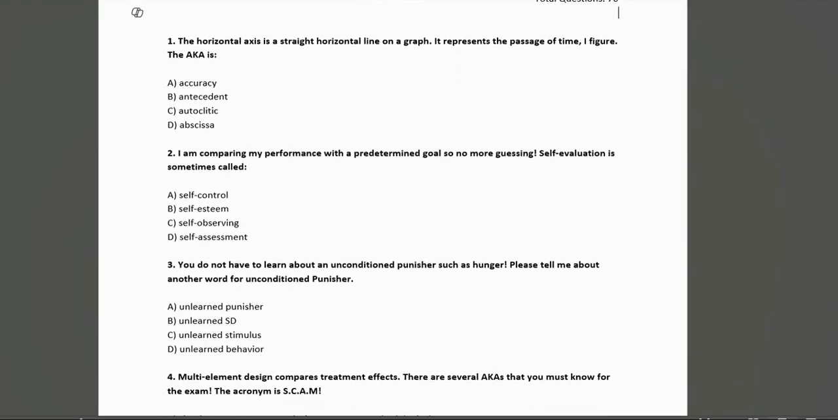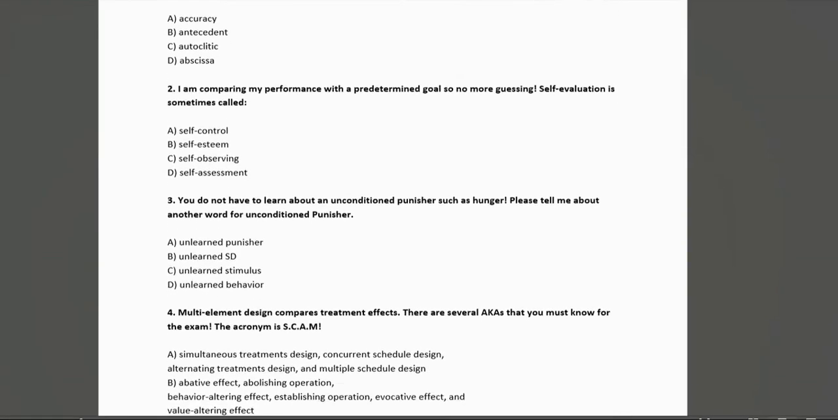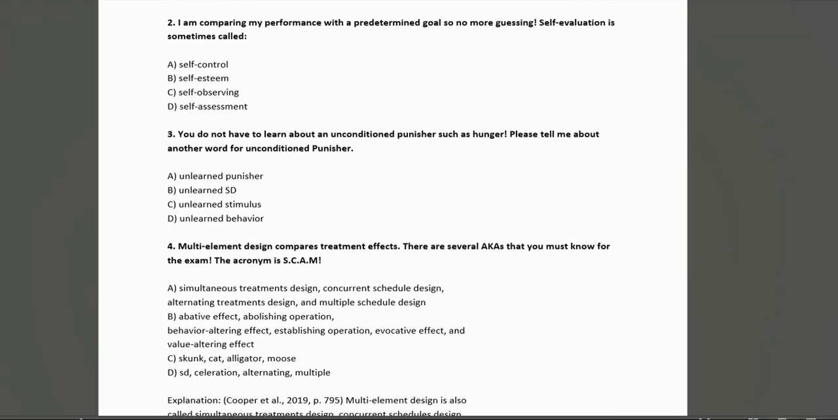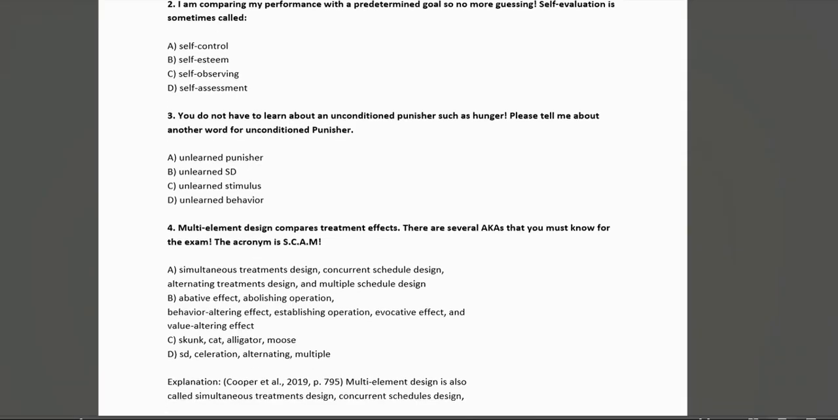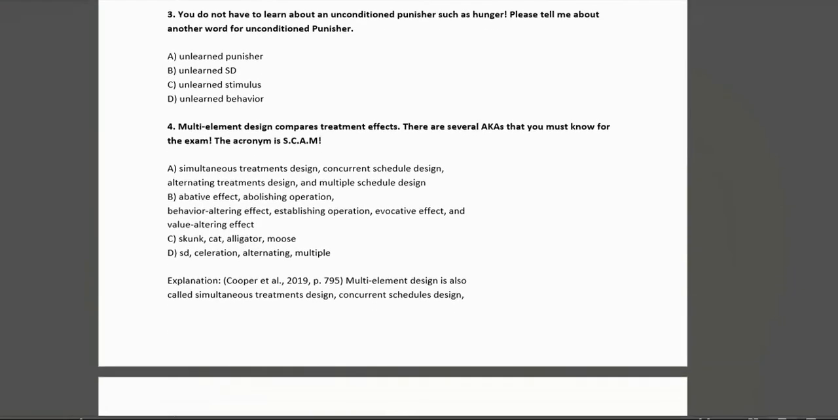The horizontal axis is a straight horizontal line on a graph. It represents the passage of time. The AKA is abscissa. D, abscissa. Awesome, that is correct. Number two, I am comparing my performance with a predetermined goal, so no more guessing. Self-evaluation is sometimes called self-assessment. D, self-assessment, yes.